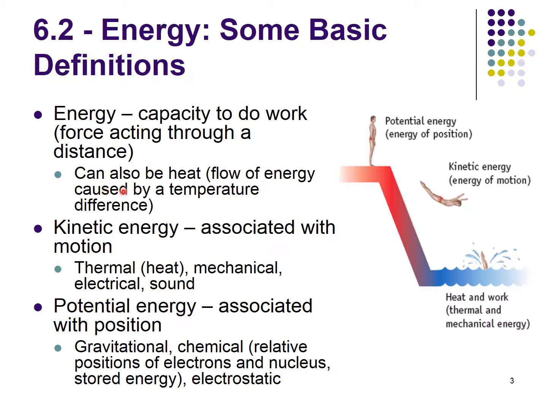Now, in addition to work, energy can also involve heat, which is a flow of energy. And so we'll talk a lot about heat in this chapter. That's the type of energy we tend to focus on. We break energy into two main categories, kinetic and potential. Kinetic energy is associated with motion, and potential energy is associated with position.